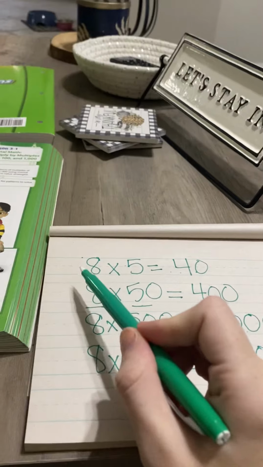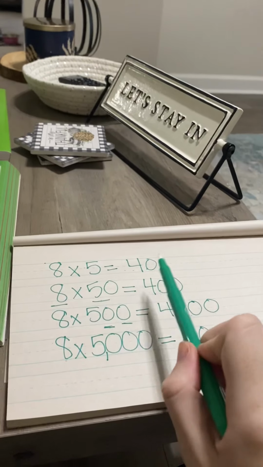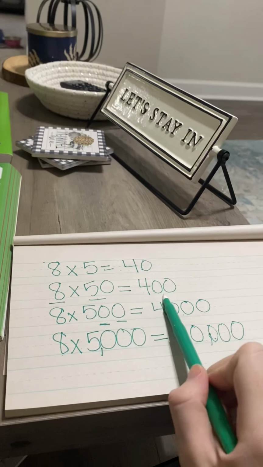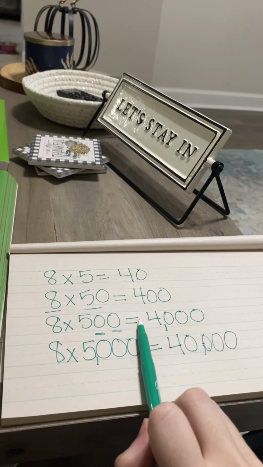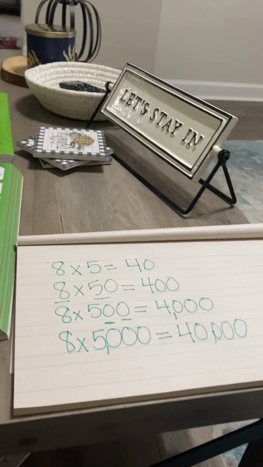Awesome. So I kind of built up here, which is very interesting. 8 times 5 is 40. 8 times 50 is 400. 8 times 500 is 4,000. And 8 times 5,000 is 40,000.